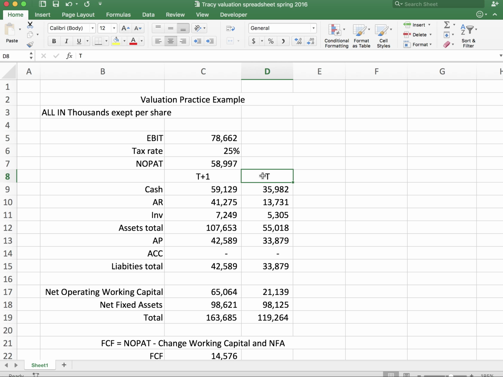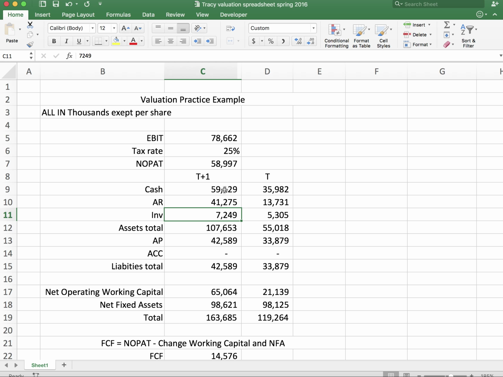We have T, which is time. T is time. And then T plus 1 is one more year. So this is the previous year. This is last year. This is this year. Then we have information from the accounting statements.